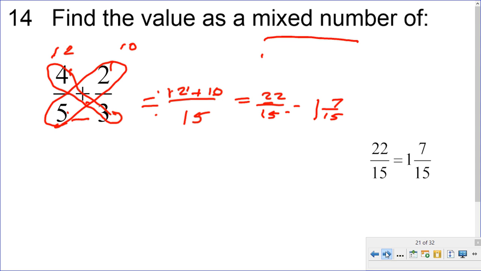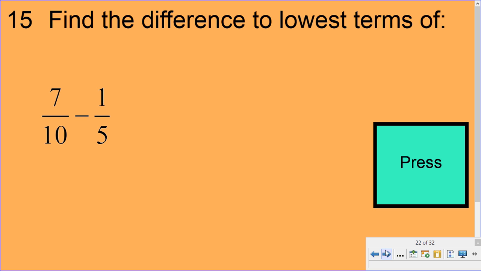Nice job. So hopefully you'll like this shortcut. It works also with subtraction. So let's try subtraction. I have 7/10 minus 1/5. Well, first step, multiply those denominators, and that'll give me 50. 10 times 5 is 50.